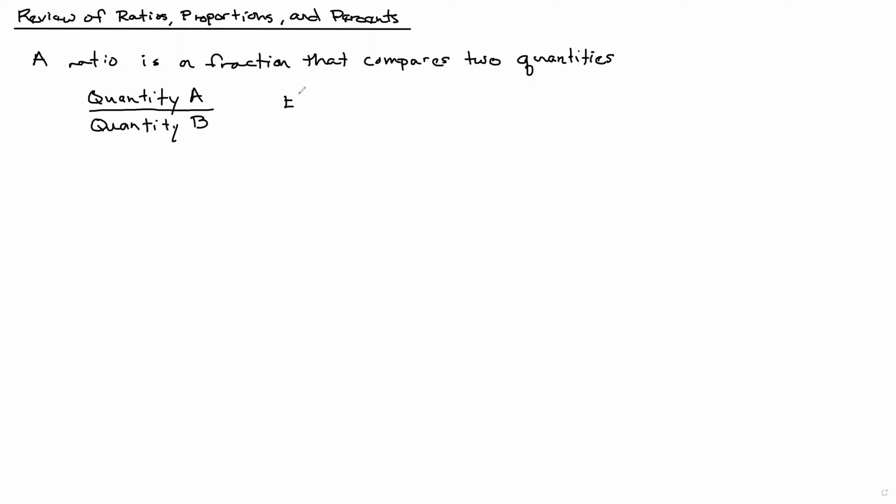Examples that are common in everyday life: you could see miles per hour, that's miles over hours. You could see dollars per hour. You could see dollars over years. These are all examples of ratios.